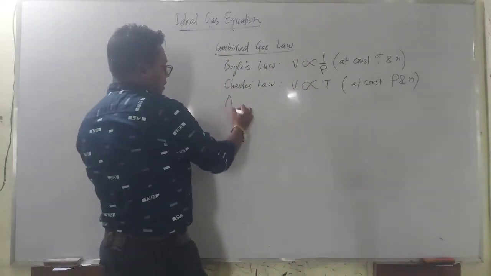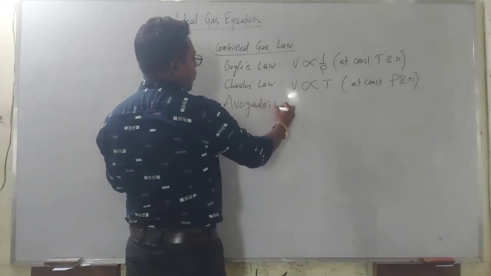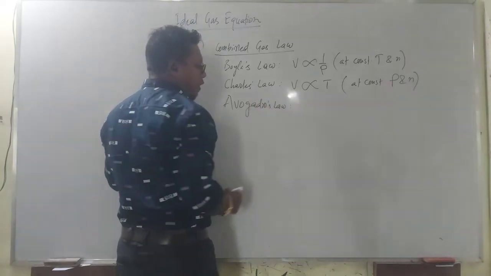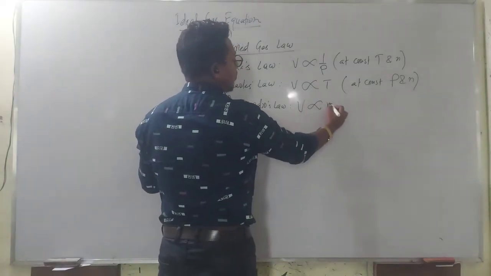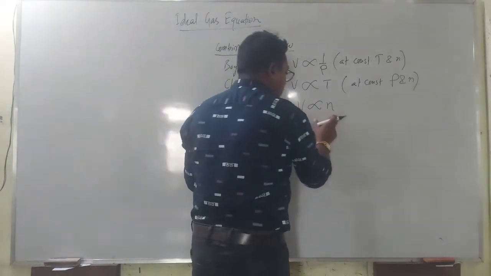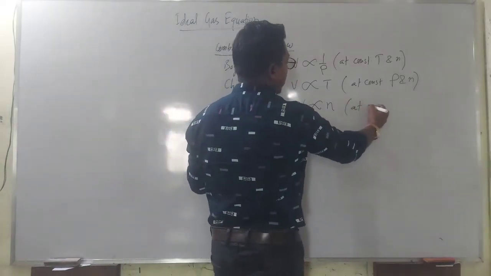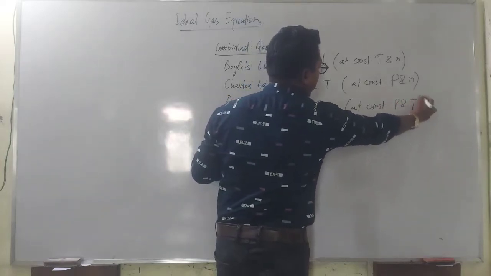And another law is Avogadro's law, right? Avogadro's law says that the volume of a gas is directly proportional to n, the number of moles. Again, this is valid at constant pressure and temperature.